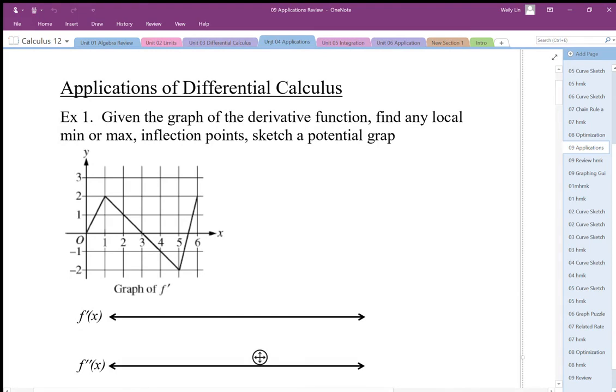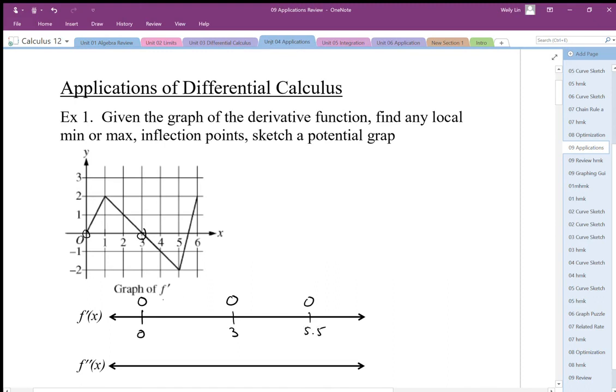Okay, so where are we looking for mins and maxes? Well, we're looking for where f prime is equal to 0. Okay, so at x equals 0, we have a 0 here. At x equals 3, we have a 0 there. At x equals 5.5, we have a 0.